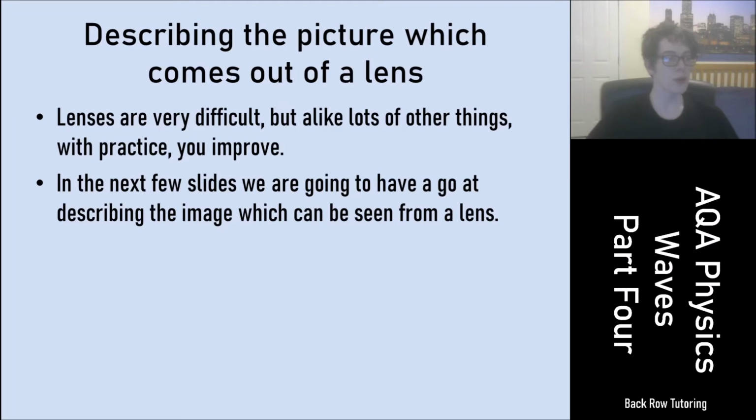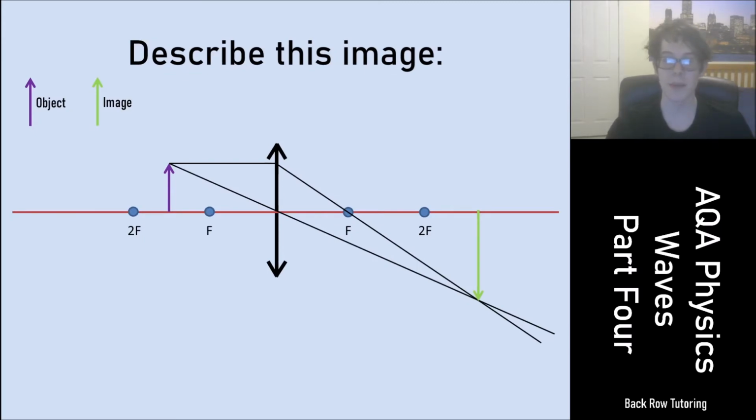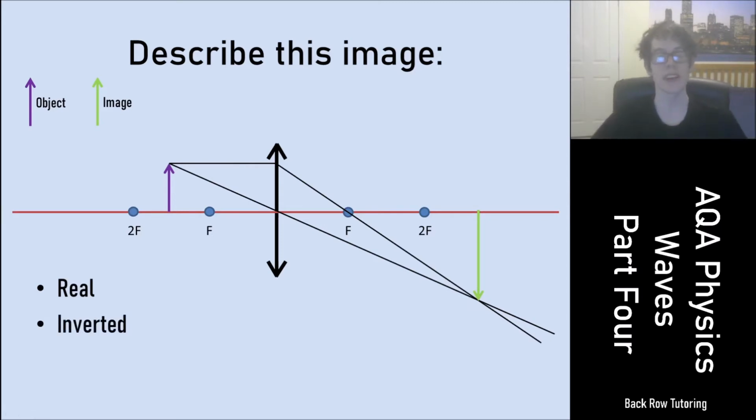So you have to know how to describe the picture which comes out of a lens. Lenses are very difficult, but like lots of other things, with practice you'll improve. In the next few slides we are going to have a go at describing the image which can be seen from a lens. So let's describe this image. Well, we know that this image here is real because both of the lines which cross are real lines, they're not dotted lines. We know that this image is inverted, and we know it's inverted because it appears on the other side of the principal axis to the object. And we know that this image is larger because this arrow is bigger than this arrow here.